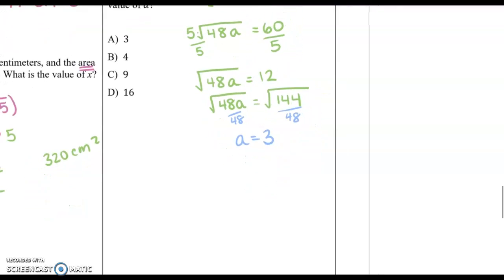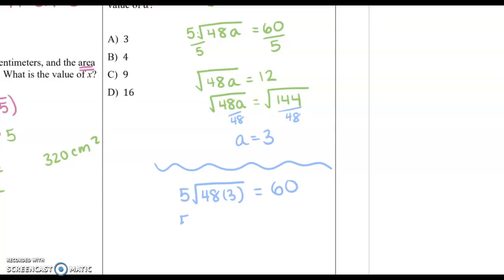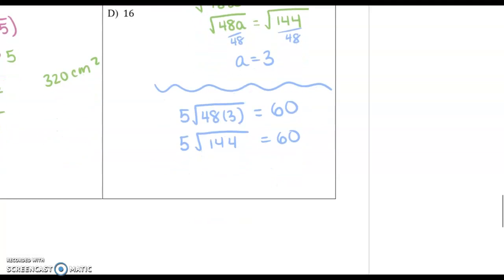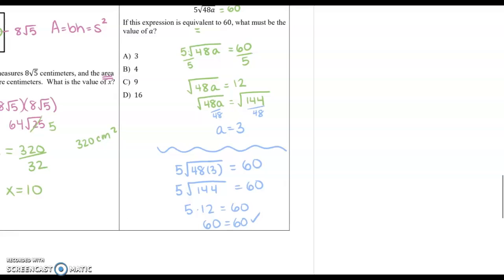And I can quickly go through and check that. So I would do 5 square root of 48 times 3. I want that to equal 60. Well, 5 square root of 48 times 3 is 144, so that has to equal 60. That would be 5 times 12, and 5 times 12 does, in fact, equal 60. So it works out. So my answer is going to be A.